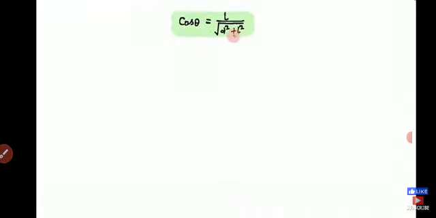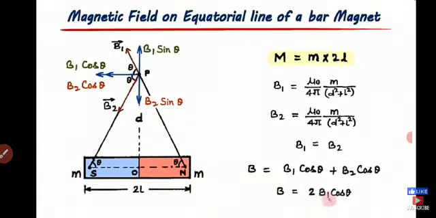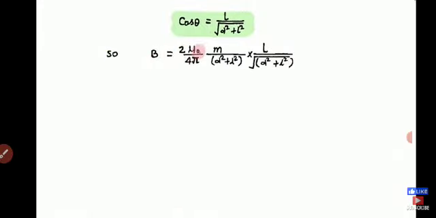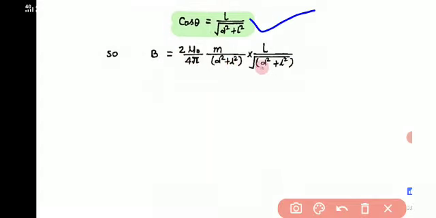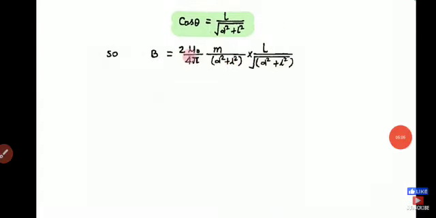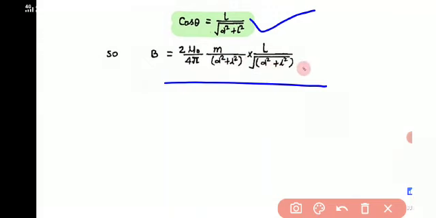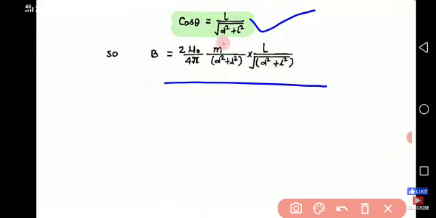Now dear students, what is the value of cos theta? So just go back to the diagram and just see. Cos theta means base upon hypotenuse. So base is L and hypotenuse is under root d square plus L square. That's why it is L upon under root d square plus L square. So put the value of cos theta and B1 from back equations, and then we are getting 2 mu naught upon 4 pi m upon d square plus L square into L upon under root d square plus L square.